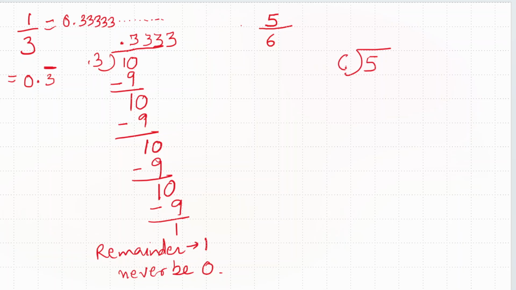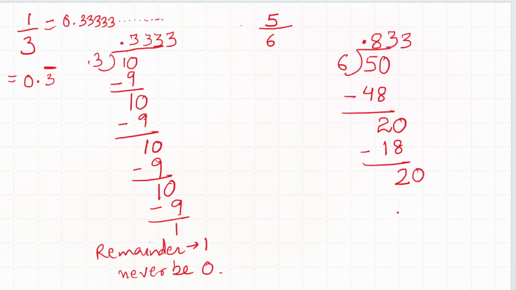Okay. Now similarly, let us check it for 5 by 6. When I divide 5 by 6, again as 5 is less than 6, I'll put a point over here and 0 over here. Now 6 8s are 48. When I subtract it, what do I get? 2. Again I have to put 0 over here. 6 3s are 18. Now I subtract it. What am I getting? Again 2. Now again I'll put 0 over here. And 6 3s are 18. When I subtract it, again the remainder is 2. The remainder is 2. It is repeating.